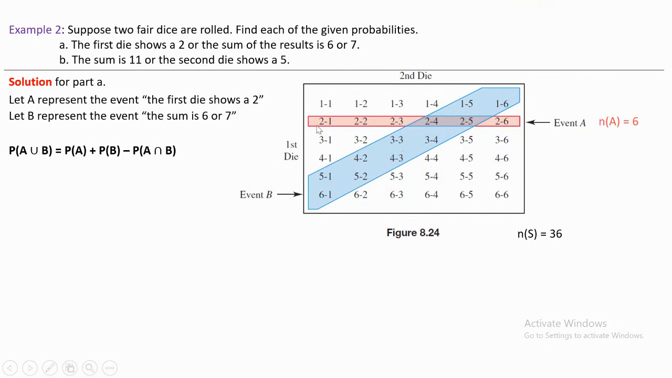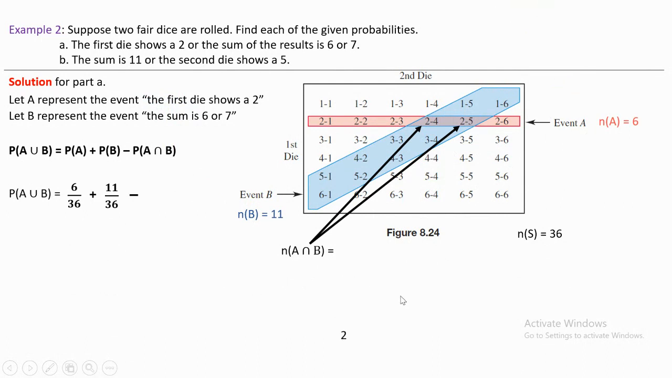So for the event for the first die to be a 2, it's going to be 6. And for set B, it's going to be 11. And where do they intersect? So we have to find A intersects B. So it's going to be 6 over 36 plus 11 over 36. Where they intersect is going to be 6 or 7. So it's going to be that one or that one. So it's going to be 2. So it's going to be minus 2 over 36. So my answer is 15 over 36. We simplify it. It's going to be 5 over 12.